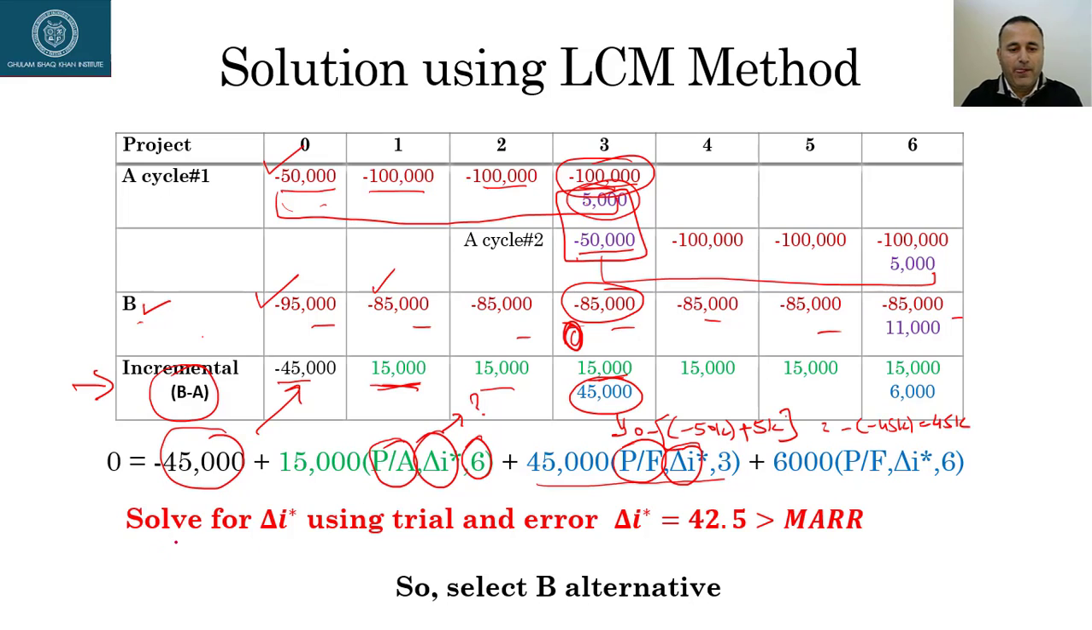Once I use Microsoft Excel or the interpolation method, my delta I is 42.5%, which is much higher than MARR. So what do I do? I choose alternative B. The whole point is, if the projects have different lives, we have to use the LCM method. That's the whole point.